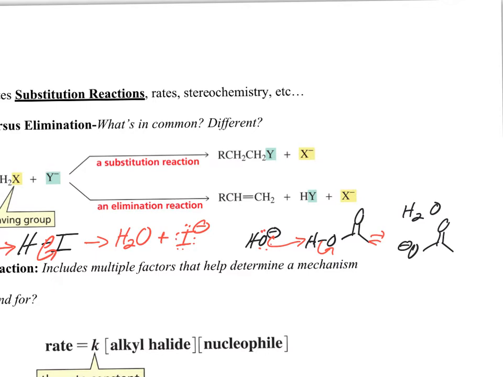You want leaving groups to be stable, right? When you want a reaction to go, you want the thing that's falling off to be stable, to make it go forward. So you want things to be large, so they can disperse the charge, or resonance would be another really good thing as well. Resonance always stabilizes things.